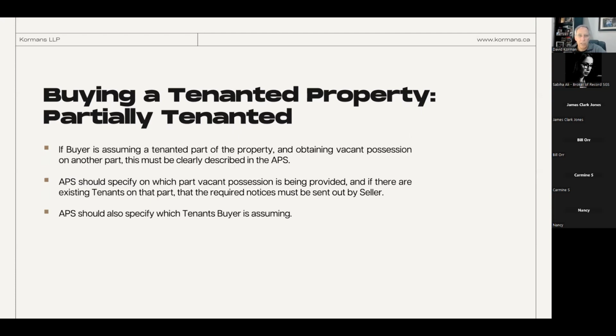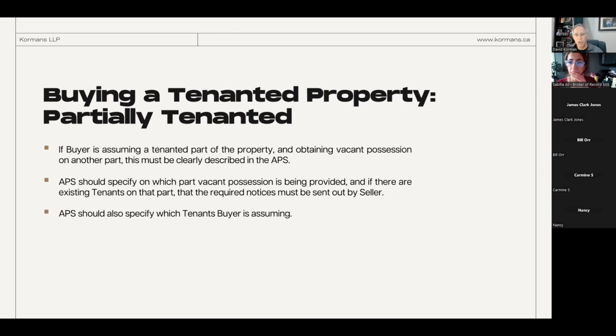Now, let's talk about a partially tenanted property, and we deal with these types of scenarios all the time. The buyer is assuming a property where the tenant isn't occupying the whole property. So the tenant's occupying one part of the property. Maybe it's a detached house and you've got a tenant in the basement, and the buyer is going to be moving in upstairs. So we're getting vacant possession of the upstairs, but it's going to be subject to a tenancy because of the basement apartment.